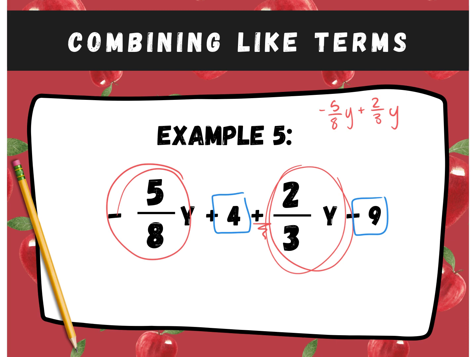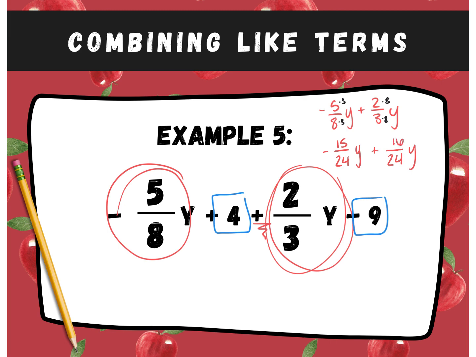Now, 8 and 3 both go into 24, so I'm going to change both of those denominators to 24. You'll notice that my variable does not change. We're treating this just like a fraction problem. And if I change the denominator, I have to change the numerator. So 8 times 3 is what gave me 24, so I need to do negative 5 times 3 to get negative 15. On the second fraction, 3 times 8 gave me 24, so 2 times 8 gives me 16.